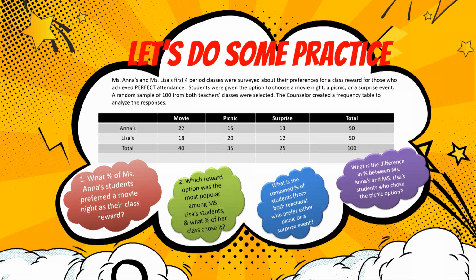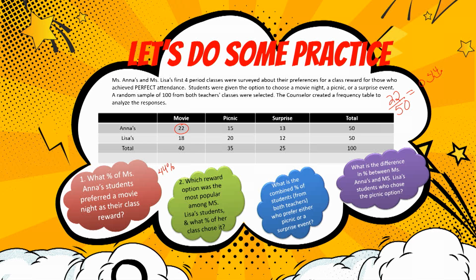So let's go ahead and look at the questions it asks us. What percent of Miss Anna's students prefer a movie night as their class reward? So Miss Anna's movie is right here. We're going to take that 22 and look at the total of Miss Anna's class. So we have 22 out of 50. I plug that into my calculator and I get 0.44. Now I'm turning a decimal into a percentage by moving my decimal 2 places to the right. So I'm going to have 44% there.